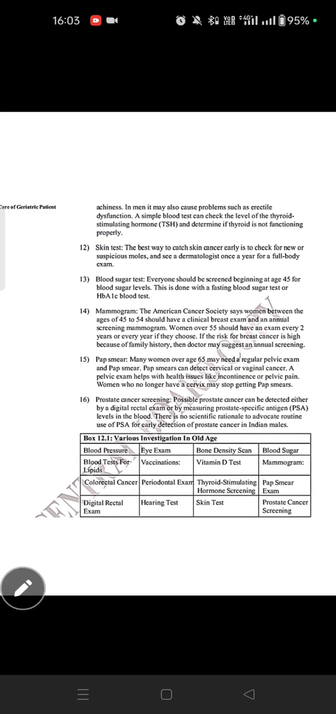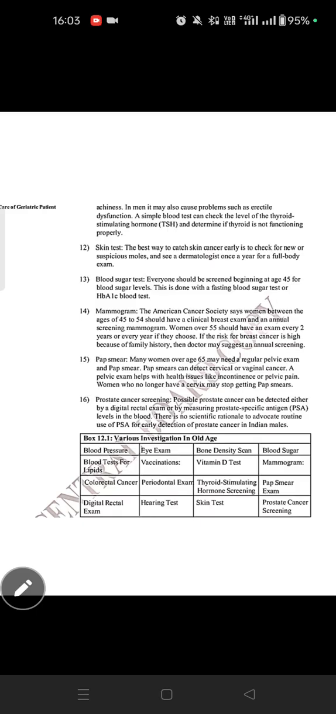For the skin test, if there is any new suspicious mole or anything, you should go for a full body test. Then blood sugar test. Once age starts from 45, it's important to check the HbA1c.